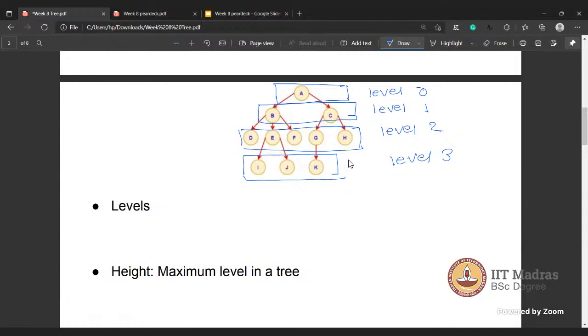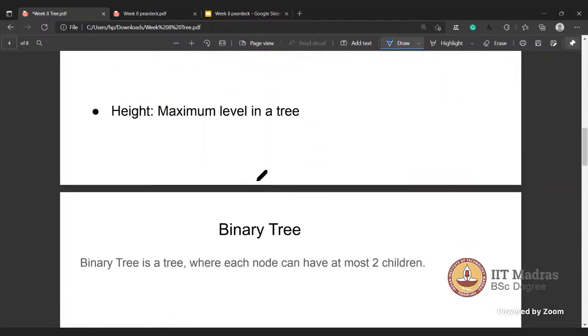Okay, then what is the height of a tree? So the maximum level in a tree is called the height of a tree. So this tree's height will be 3. Okay. So everyone got it. What is the height of a tree?